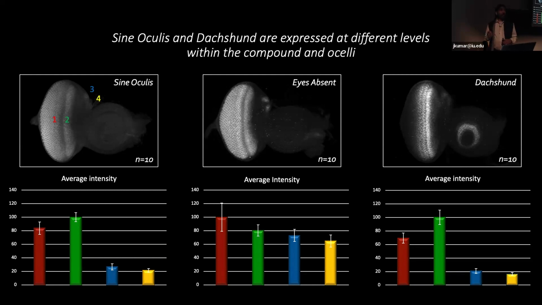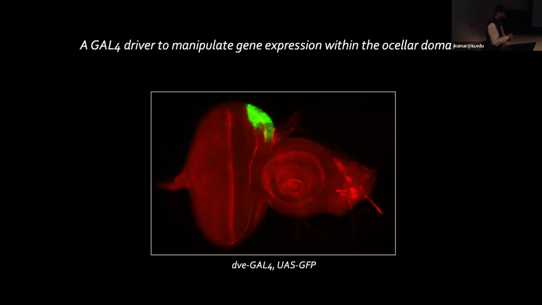So what we wanted to do is take that differential expression and ask, what happens if you overexpress either of the 2 PAX6 genes? What happens if you overexpress either 2 of these targets, cynoculus and doxin? In the ocelli, if you raise their levels to equate to the compound eyes, do you get a change in their fate? To do this, we've been using this DVE GAL4 driver, which was listed on past slides.